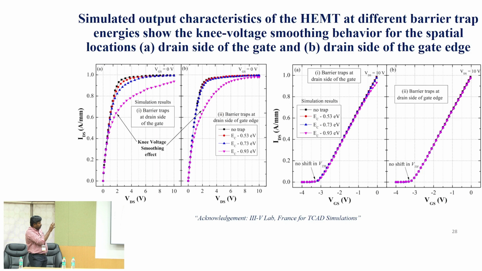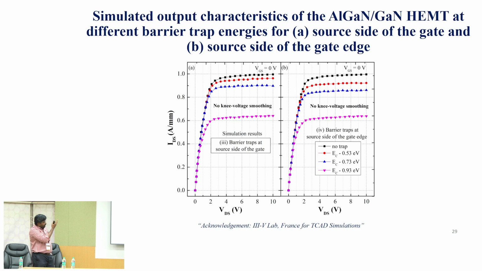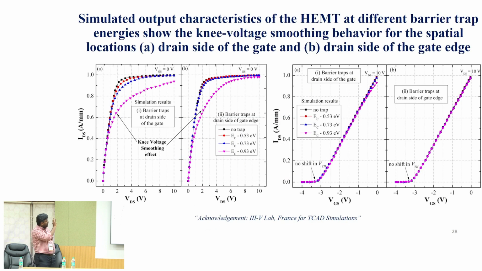It's just a simple simulation. It's not validated, except that initially it is validated with the normal IV. After that, it is simply a prediction. If you introduce the barrier traps near the source side, there is a reduction in the drain current, but there is no smoothing effect. Accordingly, it is considered that there may be a creation of defects due to the stress effect under the gate edge on the drain side. That is causing the knee voltage smoothing effect, and eventually it is affecting the output power.